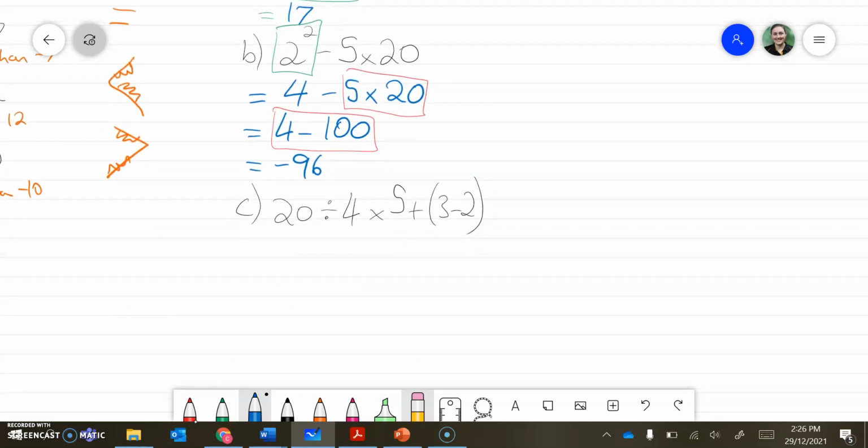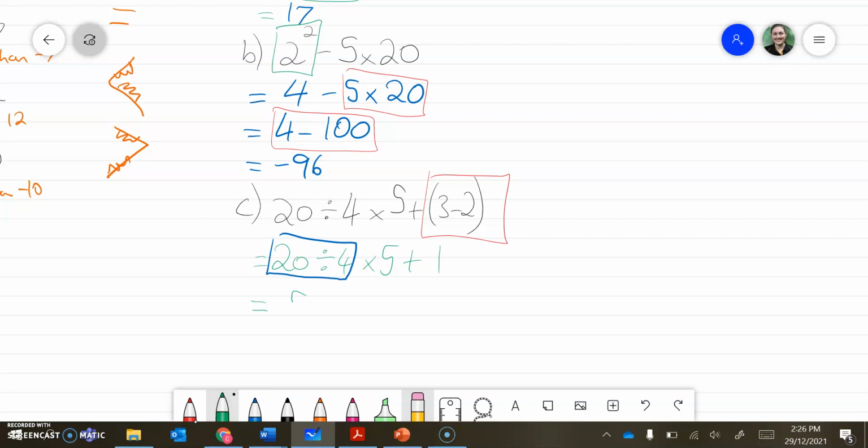And our last example here, we've got 20 divided by 4 times 5, plus (3 minus 2). So the first thing we're going to do is our brackets. So we then have 20 divided by 4 times 5 plus 1. I then have a look. I've got division, multiplication, and addition. So we know that either the division or the multiplication has to happen first, and we go from left to right. So we're going to do the 20 divided by 4 first. So 20 divided by 4 is 5.